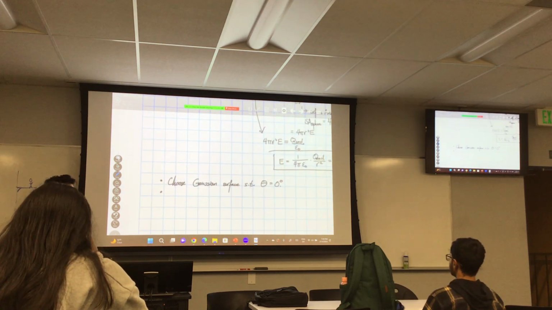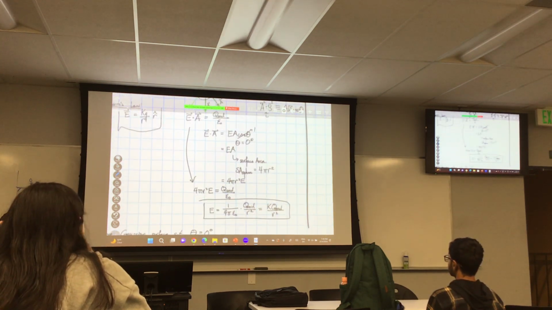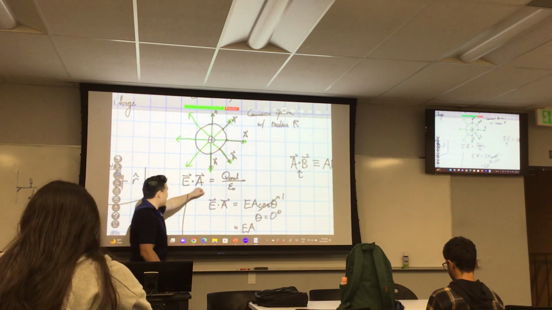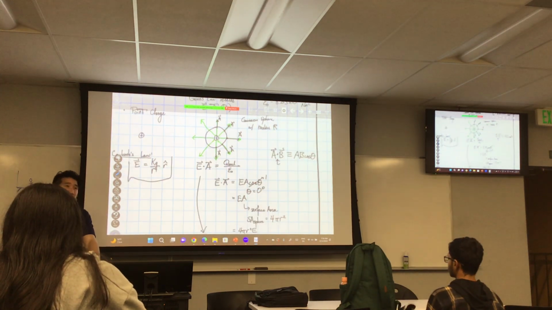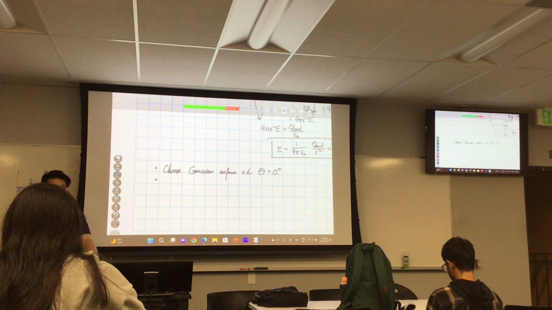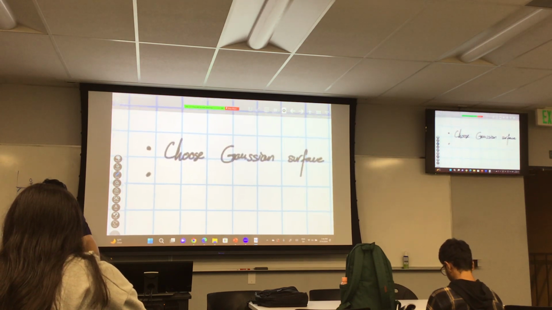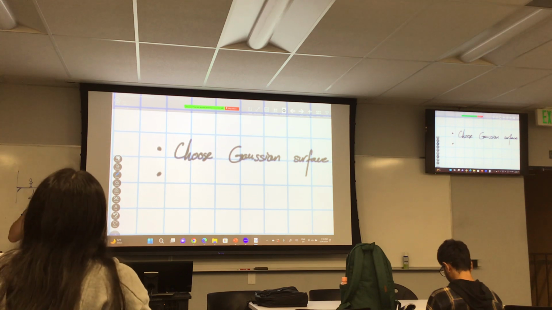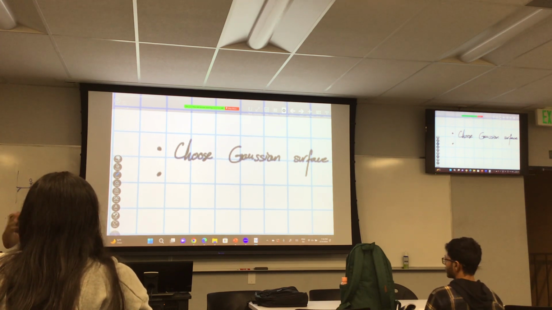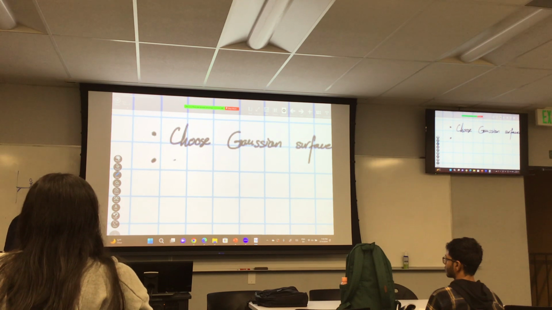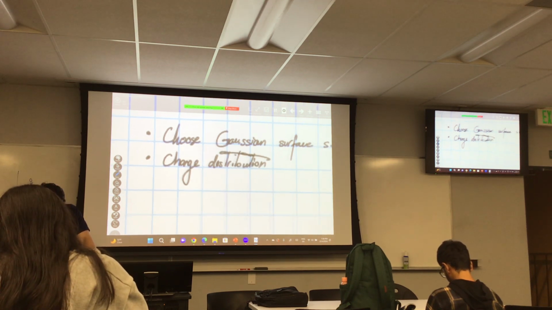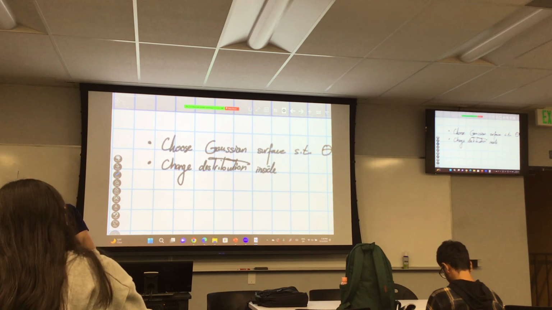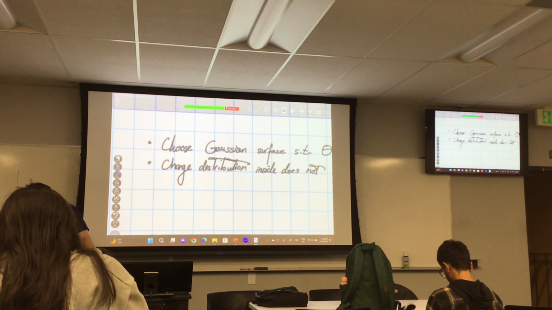Also, Gauss's law simply tells us that the flux is equal to Q enclosed. It has zero concern for how that charge is distributed. So the distribution of the charge inside doesn't matter. It doesn't matter if it's all collected onto a single point or evenly dispersed. The charge distribution inside does not matter. Only the magnitude does.